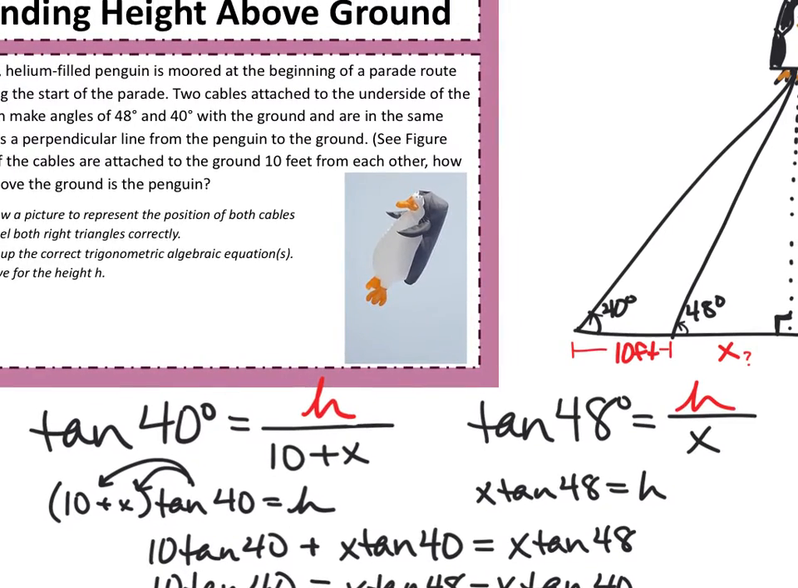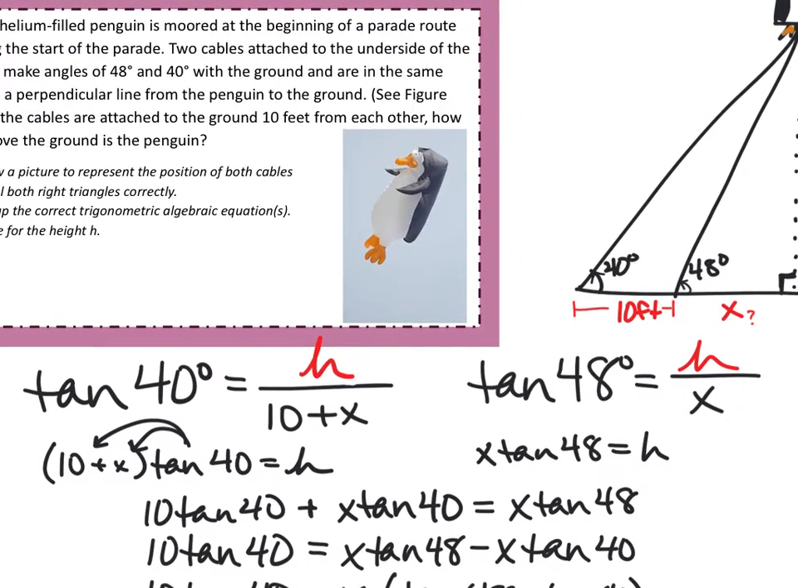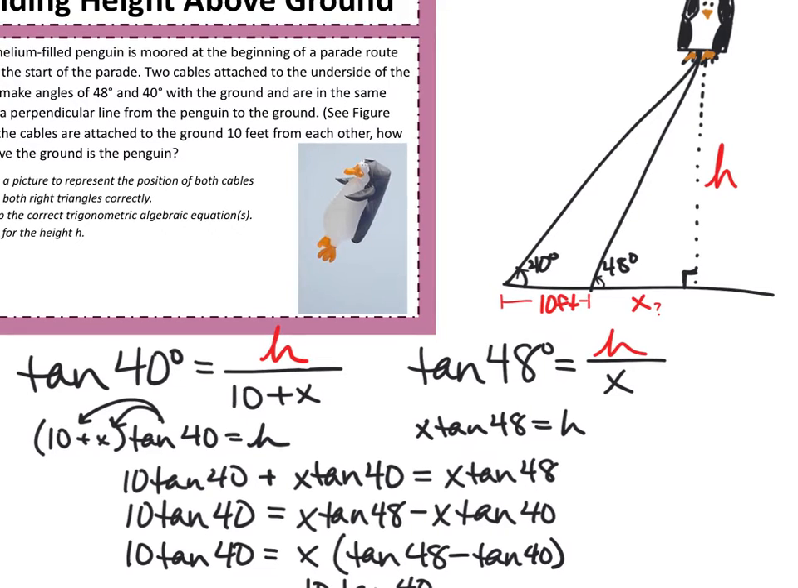So we're going to set up what's called a system of equations. So we know that tangent of 40 is equal to h divided by 10 plus x. So the opposite divided by the adjacent. We know that for tangent of 48, it's the opposite divided by the adjacent. We just don't know what x is yet, but no big deal. If we have two equations, which we do, and two unknowns, which we do, we can solve.